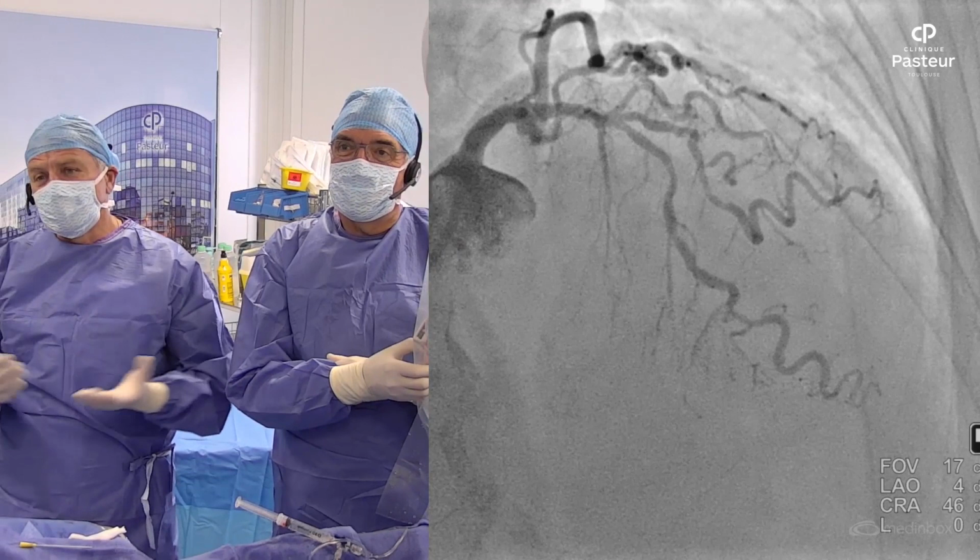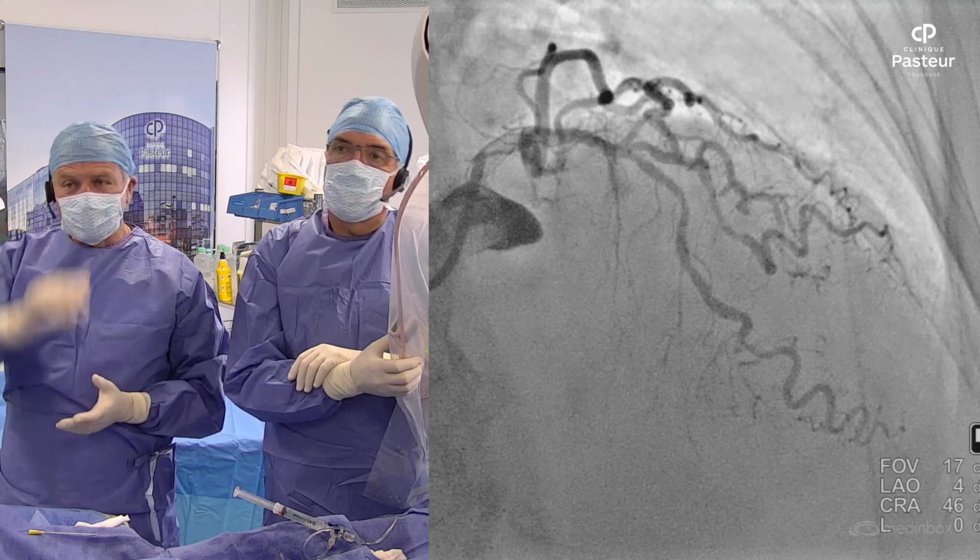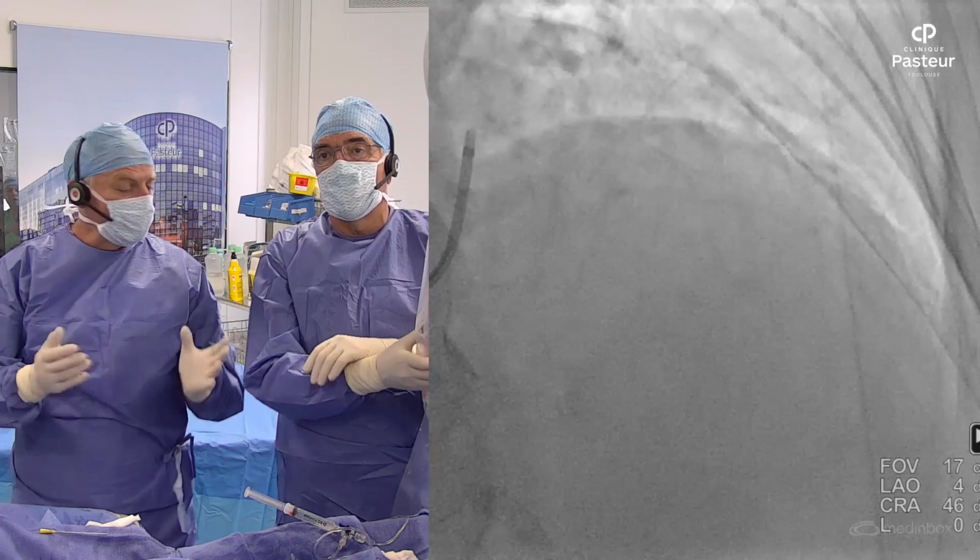But if we decide to treat it, it has to be done before treating the LAD. So we can treat the mid portion of the diagonal with a stent, but personally, I will not do it. My strategy would be just to treat the LAD, open the stent toward the diagonal, and to be provisional. Okay, so that will be a discussion.